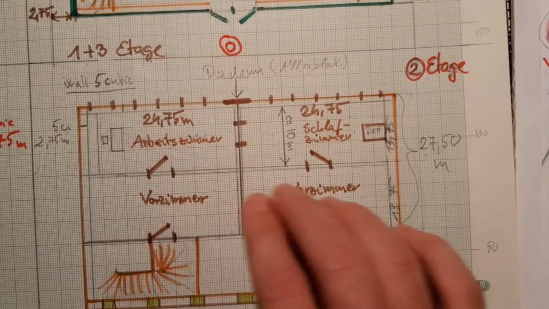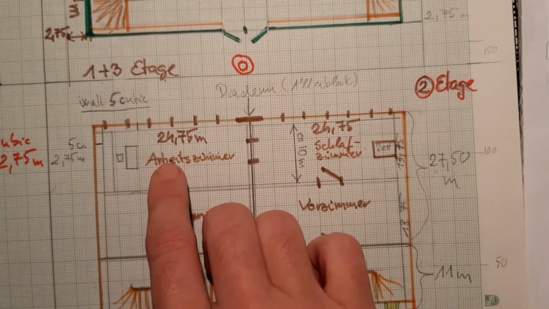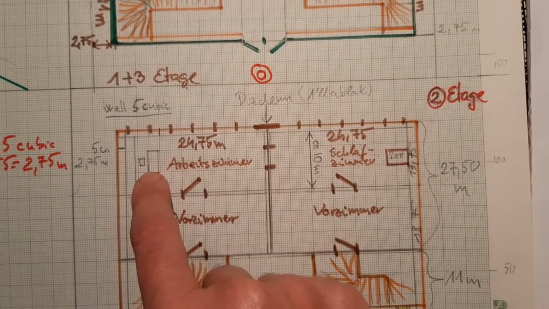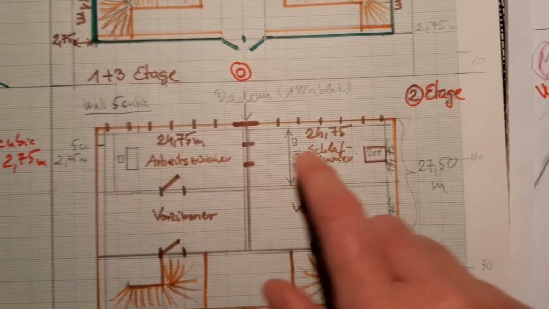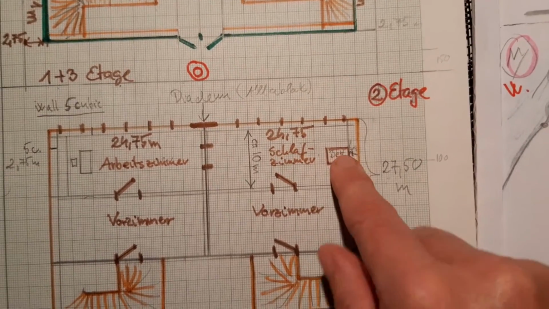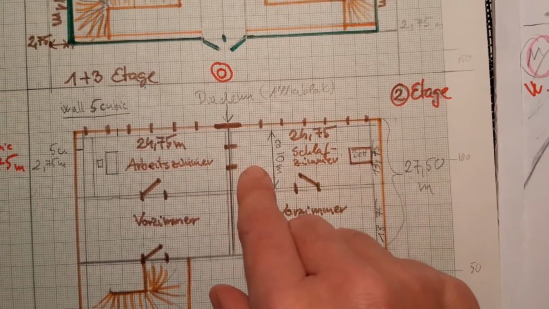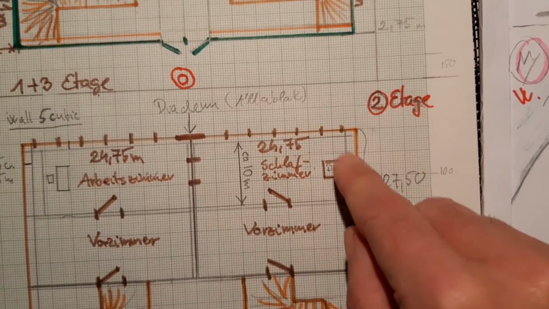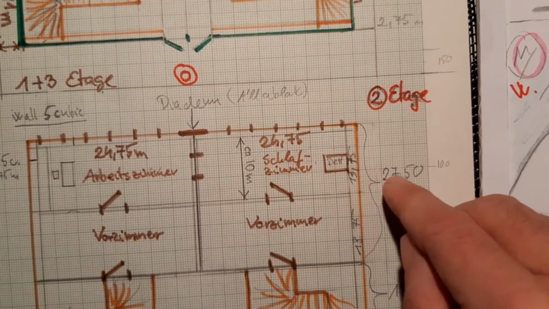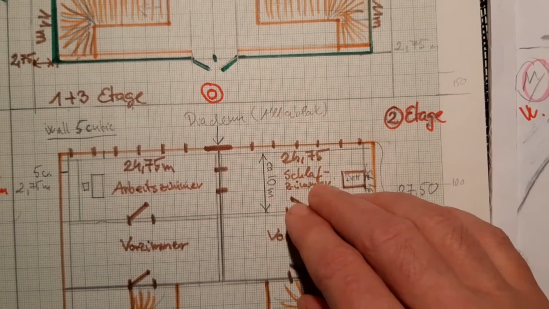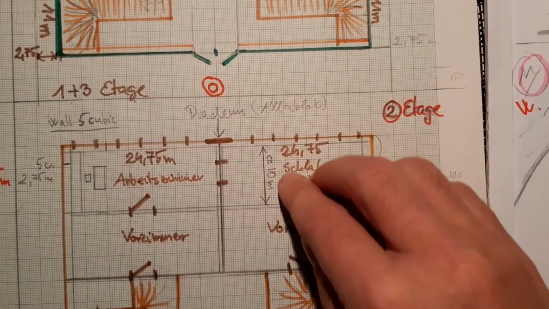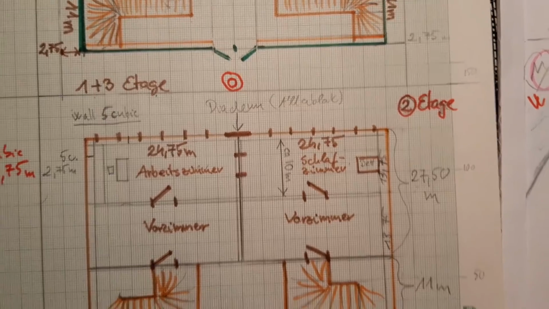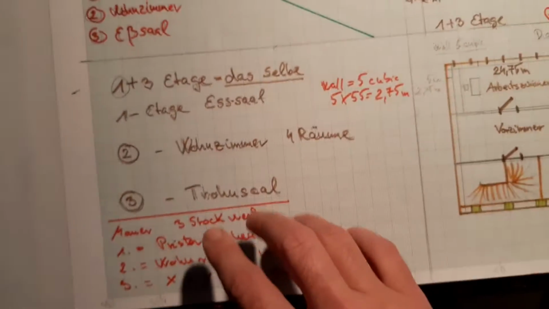And this is 2 rooms. This is a room where God can sit here and work. And this is the room where God can sleep with the bed. The wall is very thick. 5 cubits is 2 meters. And therefore inside is just 10 meters. And here is written everything.